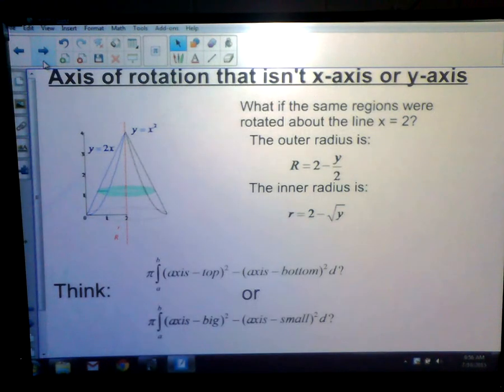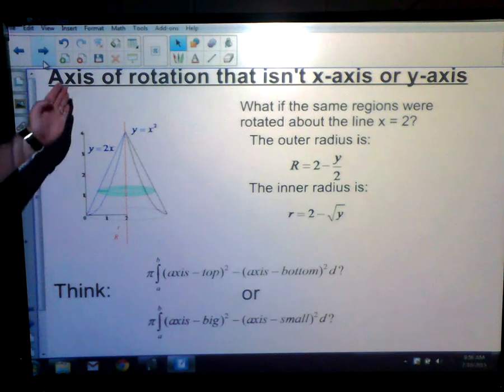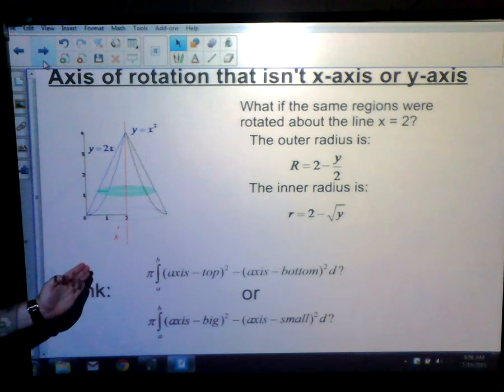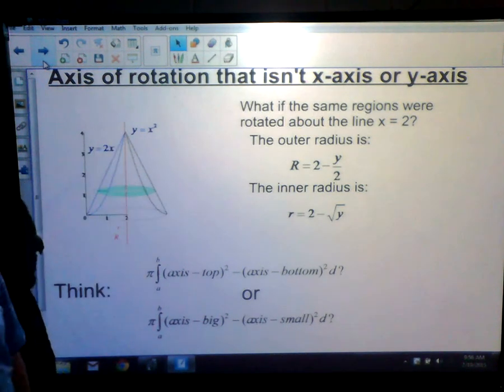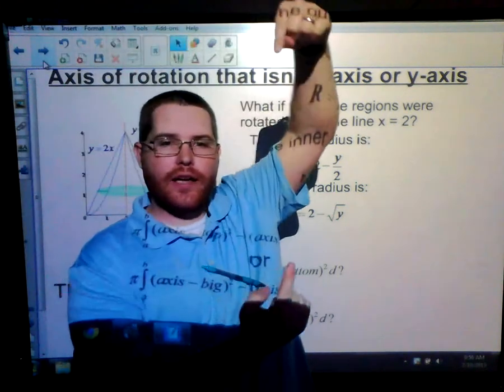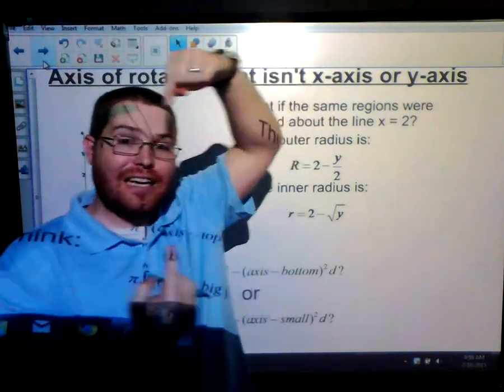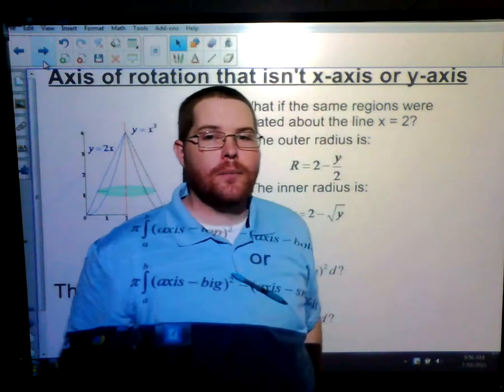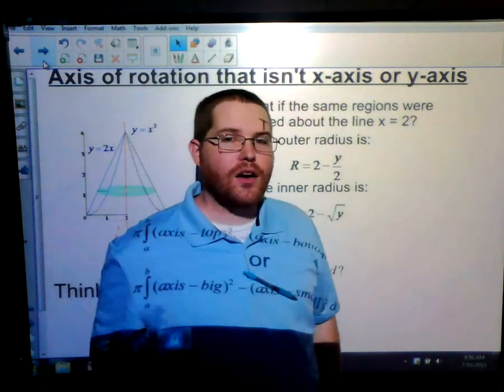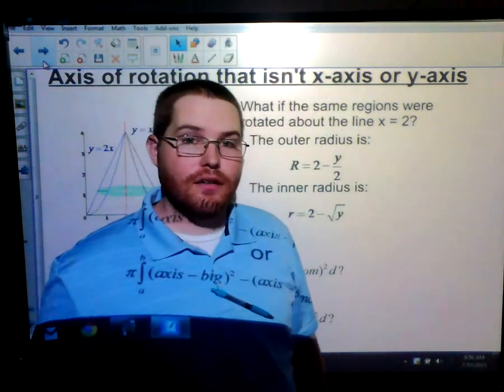Take a look at this problem. Now instead of going around the x-axis, I'm going to go around x equals 2. So it's still going this way, and it's still a dy problem. But now I've got to consider the fact that I'm not going around the axis, which is the number 0.